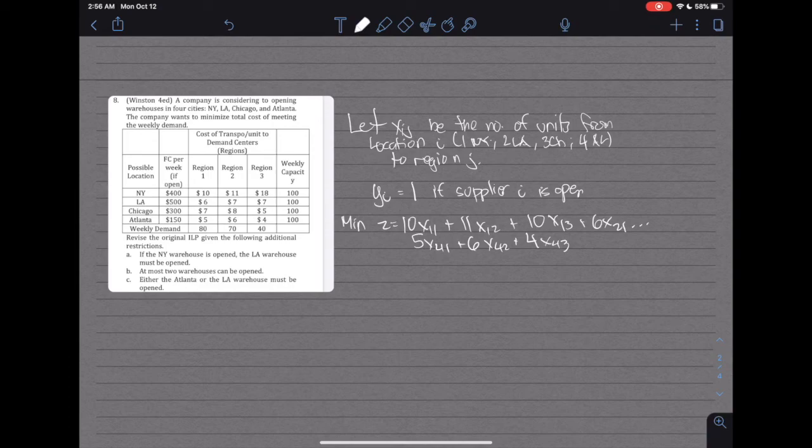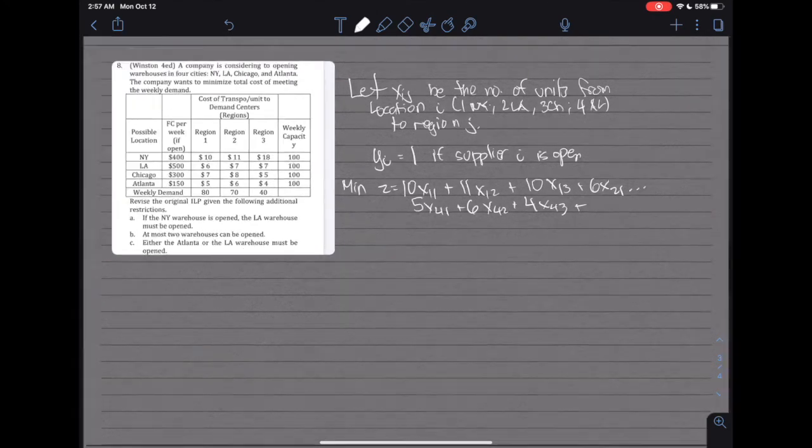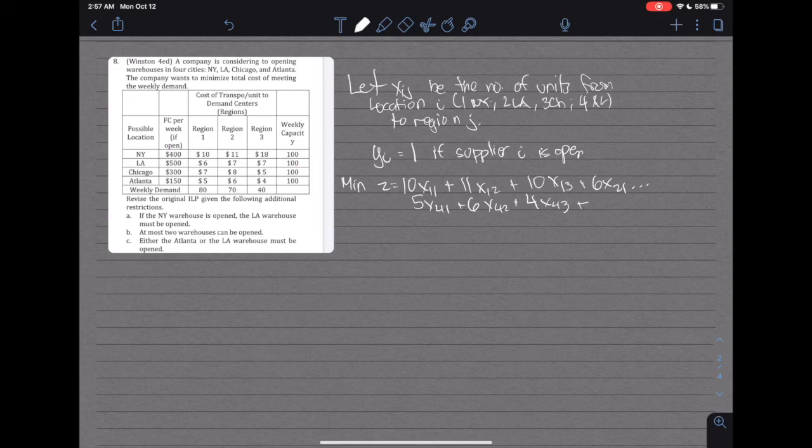But your variable costs are not your only costs. We now have your fixed cost. That's why it's a fixed cost problem, which is the fixed cost of operating a warehouse. So that's plus the cost of operating warehouse 1, or the warehouse in New York, which is 400. So that's plus 400y1 plus 500y2 plus 300y3 plus 150y4. So we minimize your total cost, which are your variable costs and your fixed costs.